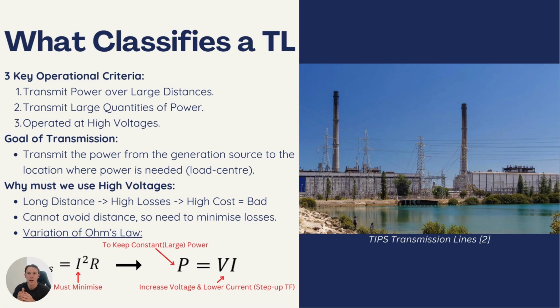Moving to our power equation, which is power in watts is equal to voltage times current. In order to keep our constant or large power, we have to maintain a balance between voltage and current. So either one has to be higher, one has to be low, or they can both be medium. So as we want to minimize current, we have to maximize voltage to keep that large level of power being transmitted on our transmission line, which is also one of our key operational criteria. So to conclude, essentially, we keep our voltages high to keep our current low to minimize power losses over those long distances.